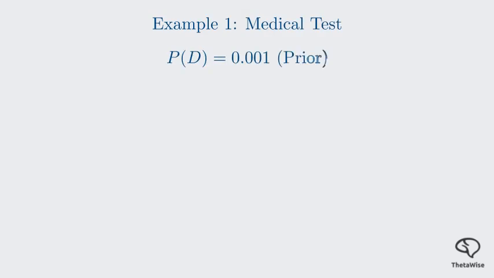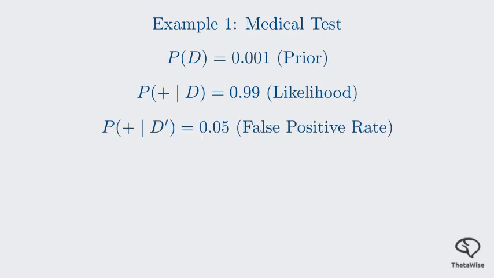Okay, let's put this theorem to work. Our first example is a classic one, involving a medical test. Suppose we are testing for a rare disease. The prevalence, or the prior probability of someone having the disease, is just 1 in 1,000. So, P of D is 0.001. The test is pretty good. The probability of getting a positive result if you have the disease is 99%. And the probability of getting a positive result if you do not have the disease is 5%.